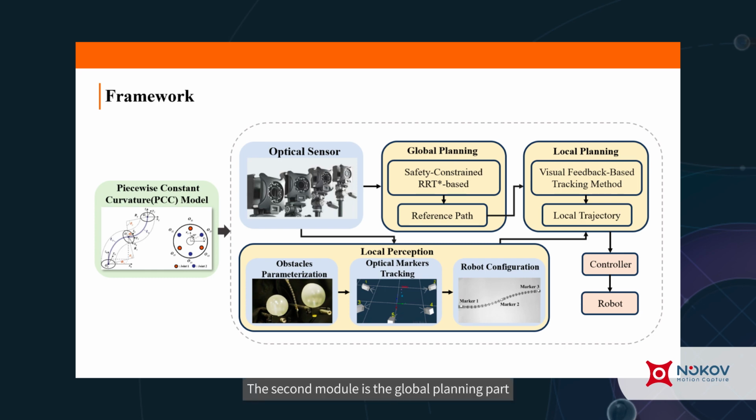The second module is the global planning part, which uses an algorithm based on the safety-constrained RRT-star-based method to quickly generate the initial paths. This path takes into account the unique kinematics of continuum robots and dynamic obstacle information. The planning process can ensure that the robot's body completes obstacle avoidance from a geometric perspective and safely enters the motion phase.